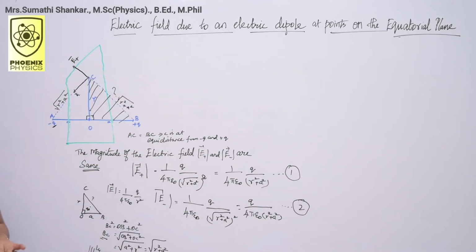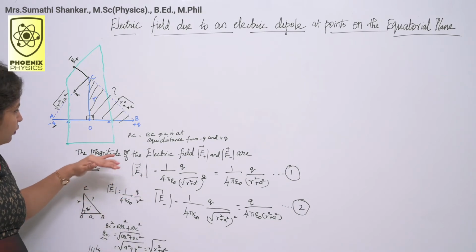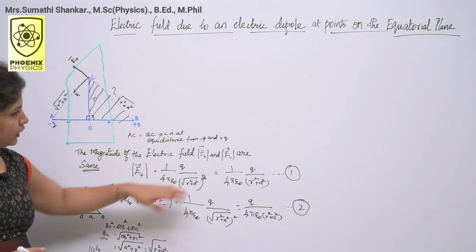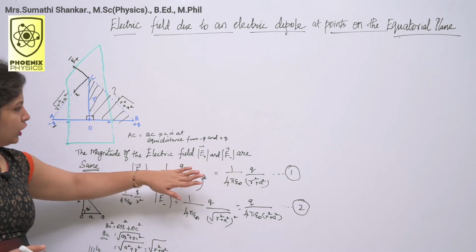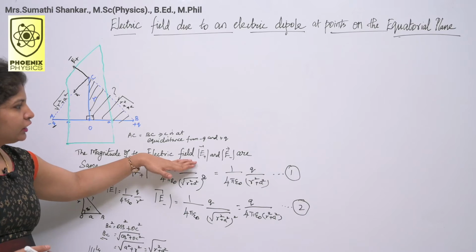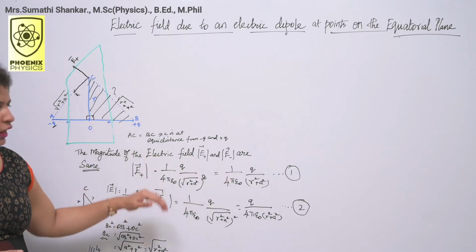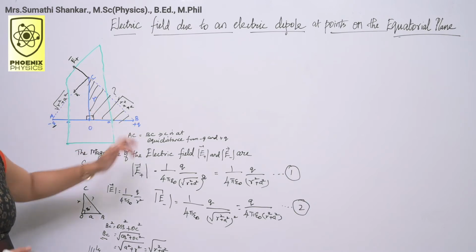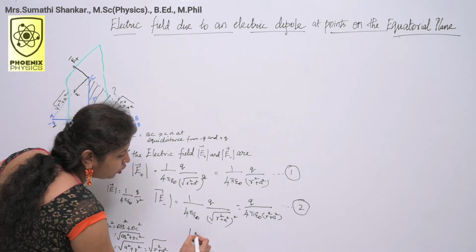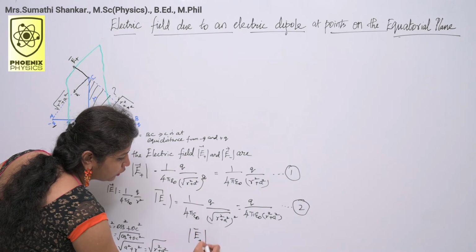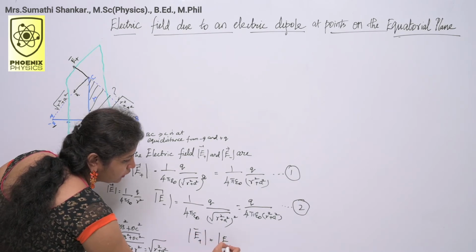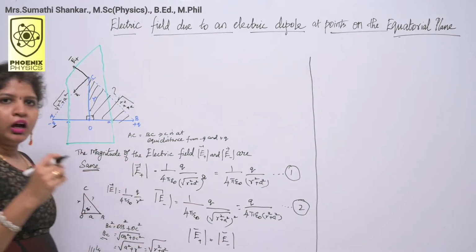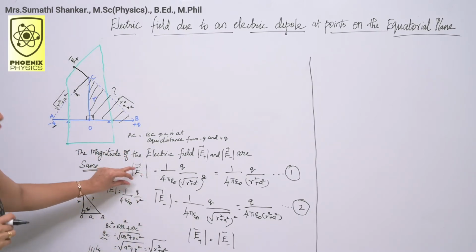So first step, I have found out the magnitude of the electric field E plus and E minus. The magnitudes of the electric fields are the same. Why? Because C is at equal distance from the plus Q and minus Q charges. So modulus of E plus equals modulus of E minus. Magnitude wise same. Here I found out only the magnitude.